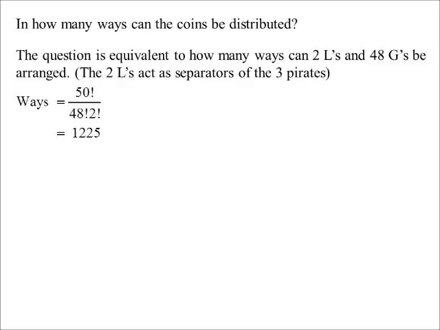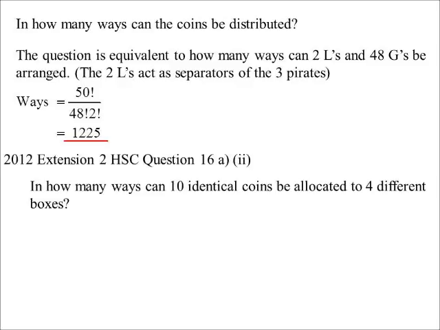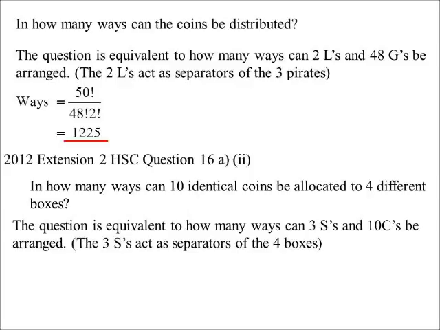Which brings me to this HSC question. It was an extension 2 question. Interesting one. Very similar sort of question it was. How many ways can 10 identical coins be allocated to 4 different boxes? So what I want to do is have a separator so we know when we'll start putting into the next box. So like the lead coin in the first one. The lead coin told me now we'll start giving it to the second pirate.